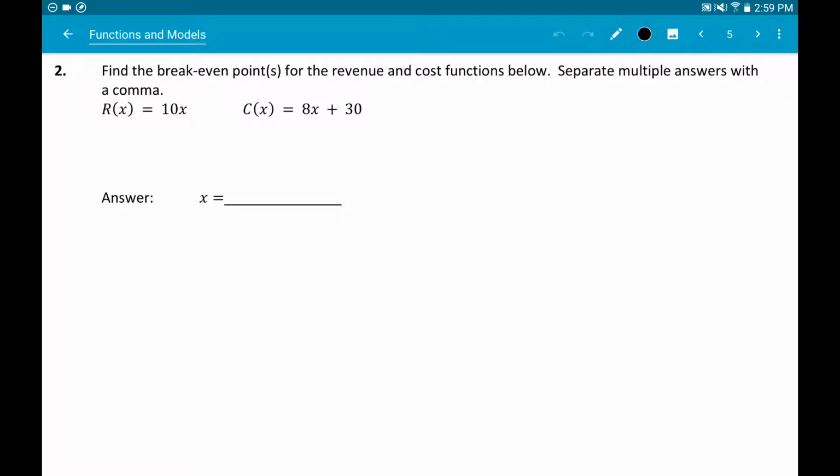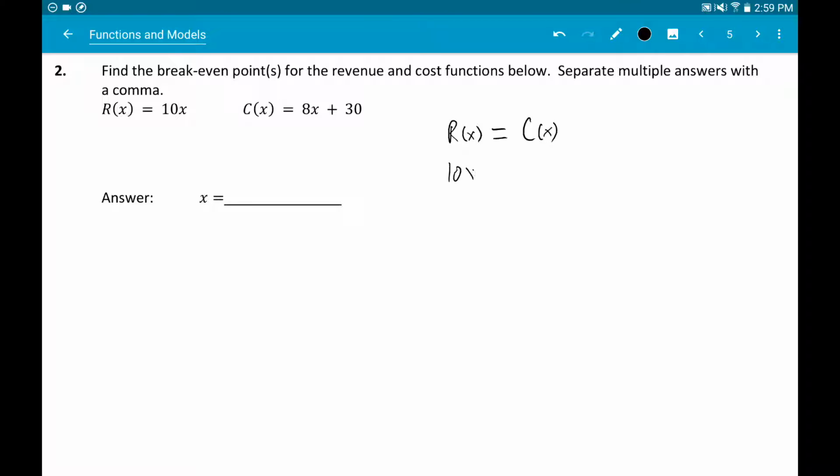Okay? So break even is in essence where revenue and cost offset. That's where they equal each other. Or you could say it's where the profit equals 0. Okay? So let's do this here. If we just set the revenue equal to the cost, we'll be able to solve for a break-even point.